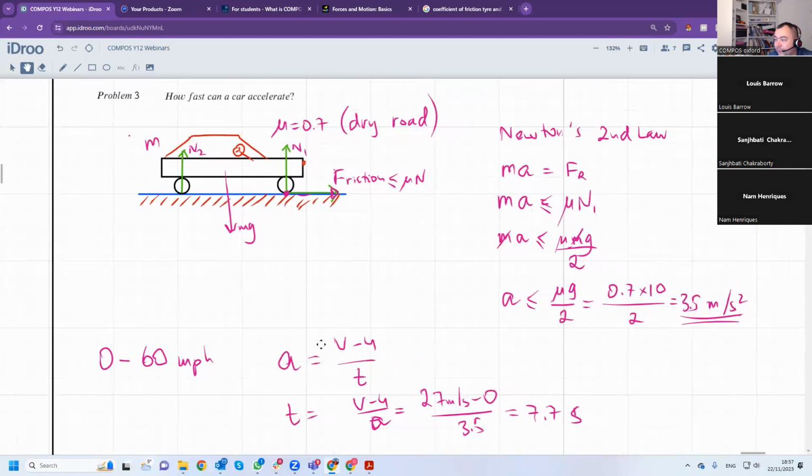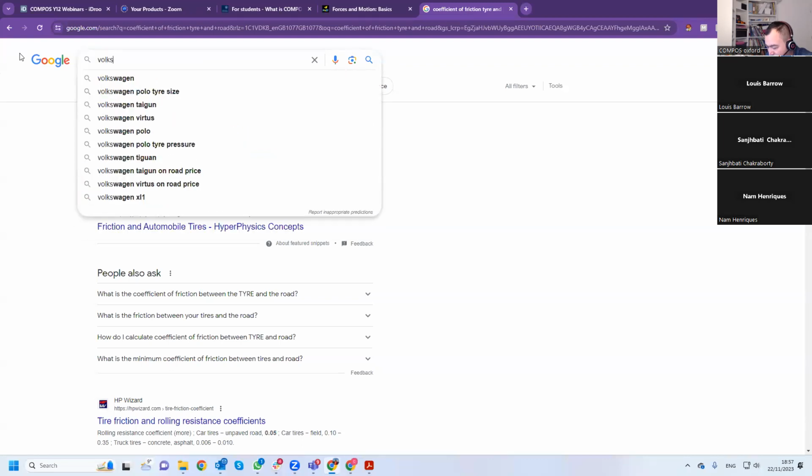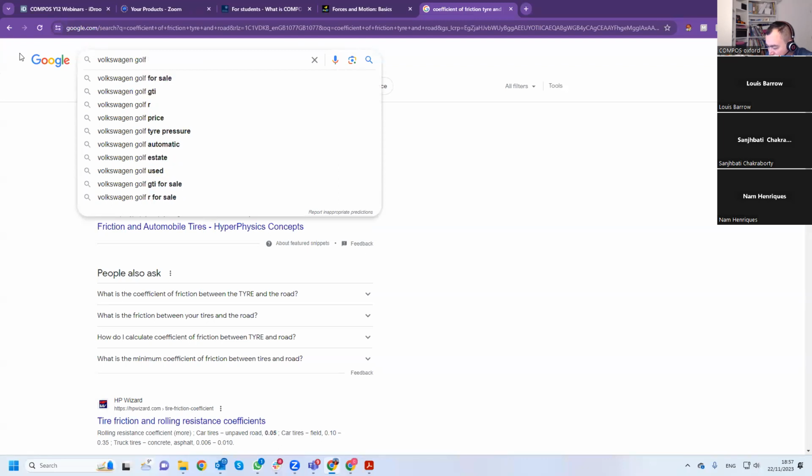A front wheel drive car, yeah. 7.7 seconds, and that's what a Volkswagen Golf does, if I only knew how to spell Volkswagen. Volkswagen Golf 0 to 60.